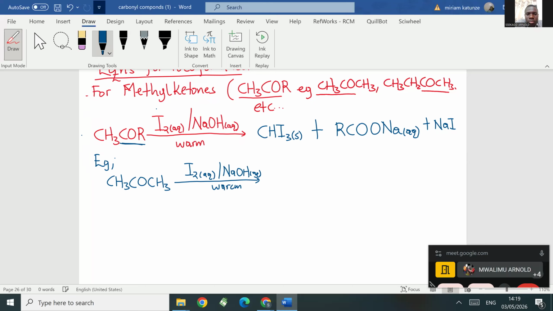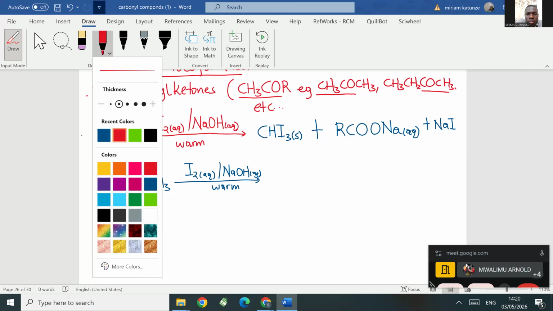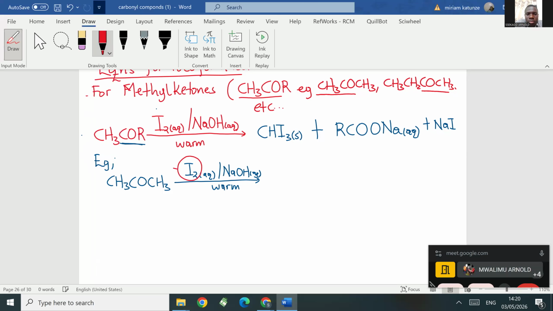what iodine does, iodine substitutes the what? Iodine captures this part here, the one that is close to CO. That's what the iodine is looking for. So it captures that, then the substitution occurs so that you have CHI3. Then this remaining part is oxidized to a salt of a carboxylic acid.